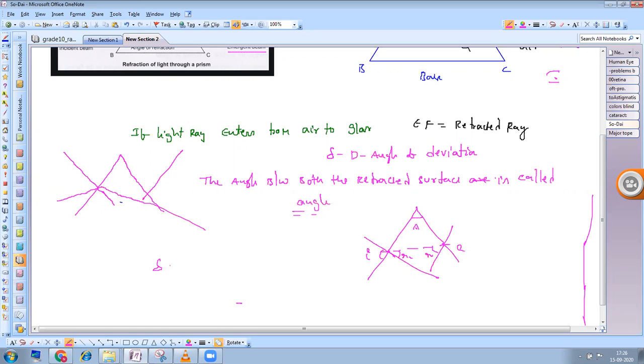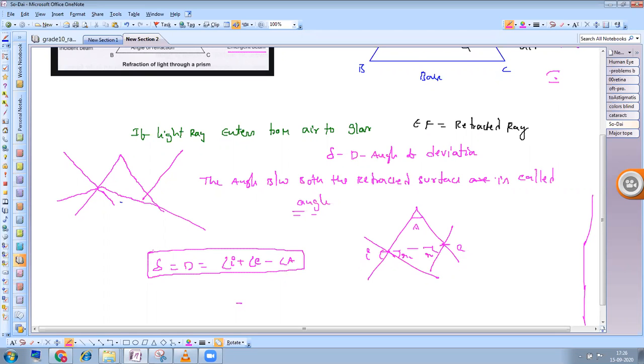For the angle of deviation, when a light ray passes through a prism, D is equal to angle of incidence plus angle of emergence minus angle of prism. This is the formula you have to keep in mind. How this formula comes, we'll discuss later. It's basic geometry. This is only the overview of refraction of light through a prism. Is it clear?